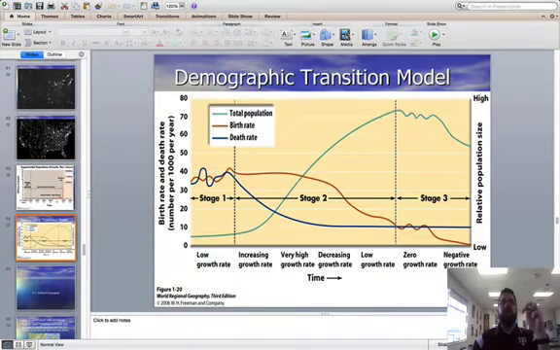And then the demographic transition model. So this is looking at the stages a country goes through in its growth. So again, definitely questions on the test on this. And so it's really a simple model. It may look confusing, but it's pretty simple.